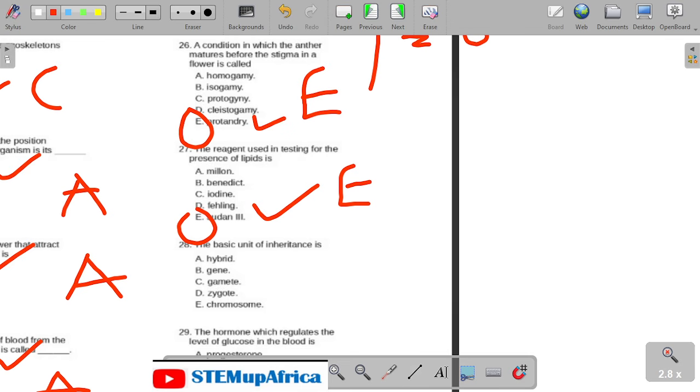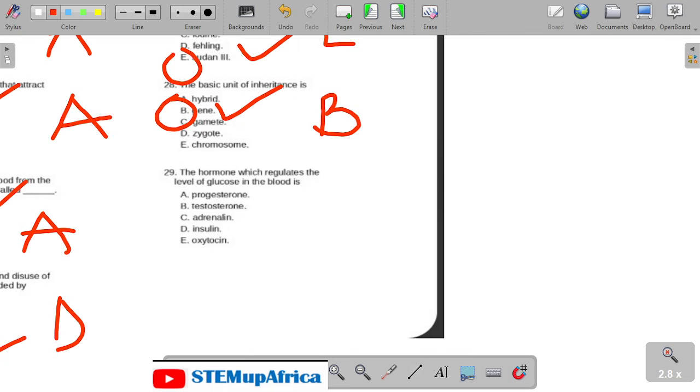Now, question 28, the basic unit of inheritance, we all know that is the gene. Question 29. Let's see what we have there. The hormone that regulates the level of glucose in the body is insulin. Insulin is the hormone responsible for reduction of glucose in the body. Too much sugar in the body might lead to insulin resistance. So let's go to question 30.